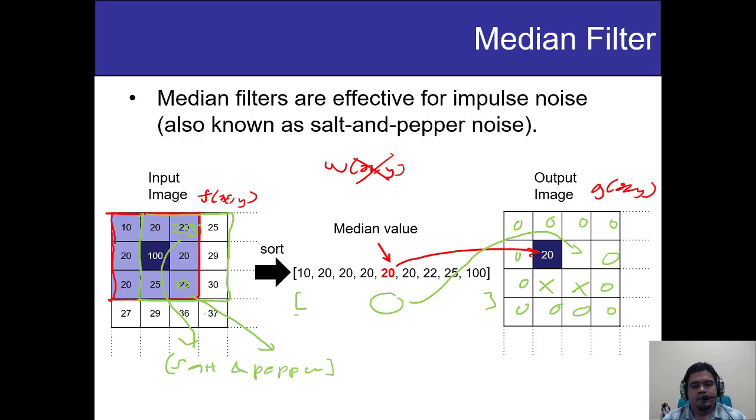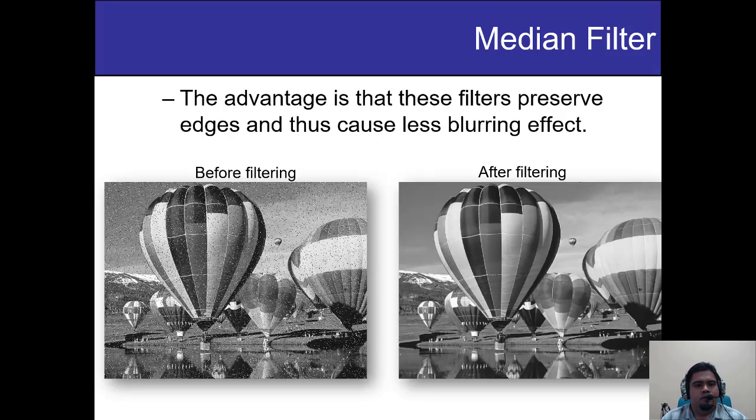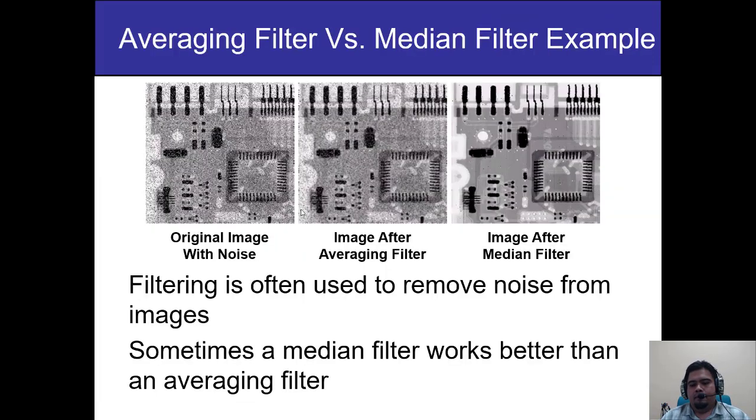If you see the image practically, it looks like this. You have a single 0 pixel and a single 255 pixel, a white dot and a black dot. So that's why they call it salt and pepper noise. Okay, so that is the median filter.